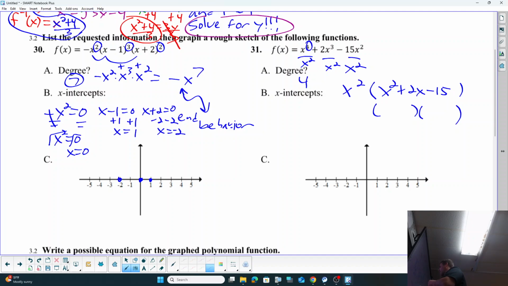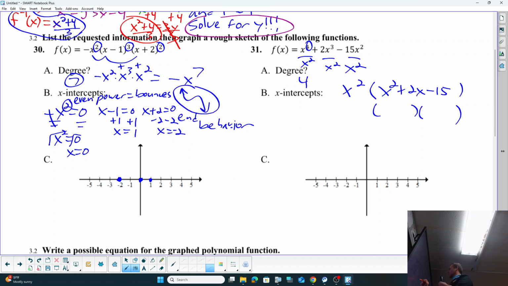So that's another x-intercept. But does it bounce? Does it bounce or does it cross through? So it depends on the power. If it's an even power, that means that it bounces. Remember? It means that it bounces.